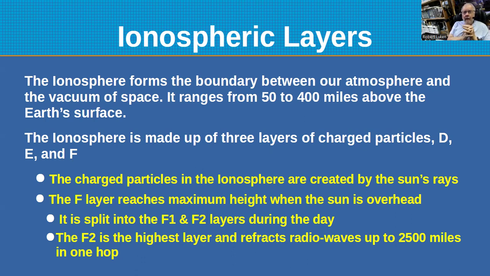Like I said, we divide it up into three layers because they have distinct characteristics because of the amount of ionization and the amount of particles in those particular regions. They behave differently. That's why the D layer, which is the densest layer, has the most absorption, particularly for lower frequencies. It absorbs a little bit of all frequencies, but the lower the frequency, the more it tends to absorb, at least in the HF band.